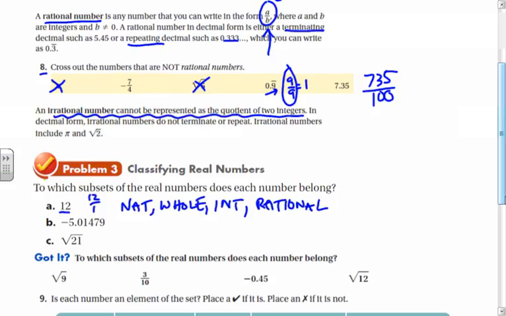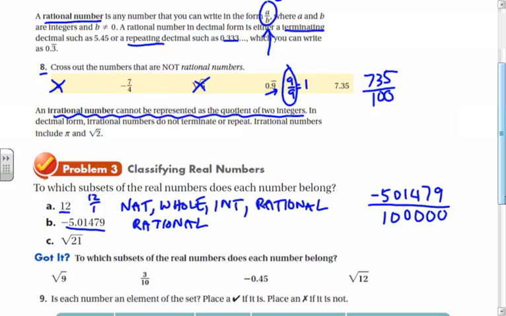Okay, this number, since the decimal ends, it's not an integer or a natural or a whole number because it has a decimal. But since the decimal ends, it is a rational number. There is a fractional form that we can write that number in. I'll write it over here. It's negative 501,479 over 10,000. Actually, we need one more zero over 100,000.